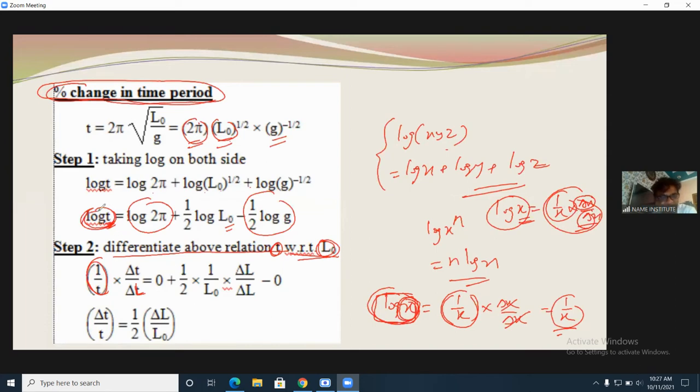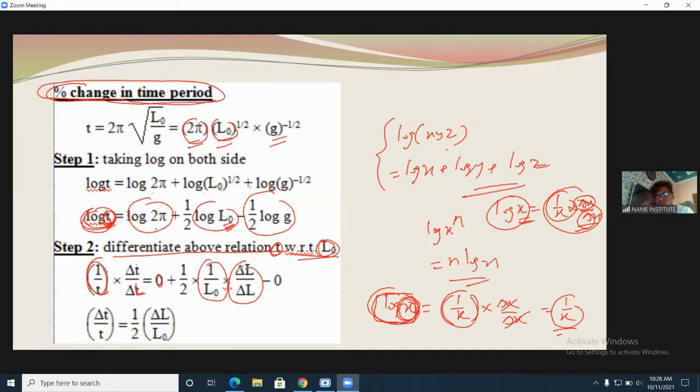So the differentiation of log of T is equal to 1 by T. The remaining differentiation of T with respect to L naught is delta T by delta L. Differentiation of a constant term will be 0, plus 1 upon 2. The differentiation of log of L naught is 1 by L naught, then the remaining differentiation of L naught with respect to L naught will come delta L by delta L. This complete relation we are differentiating with respect to L naught.